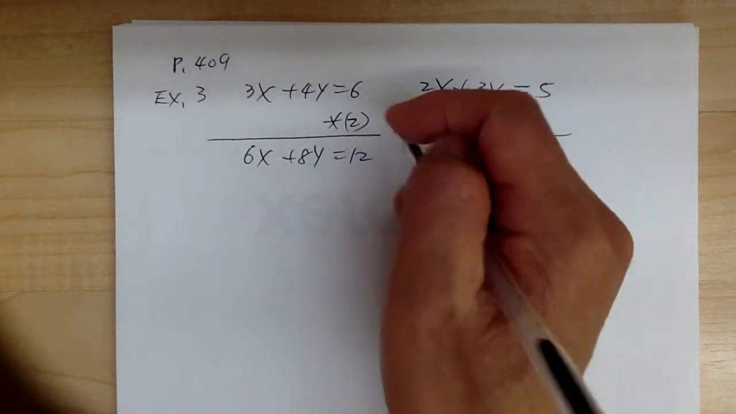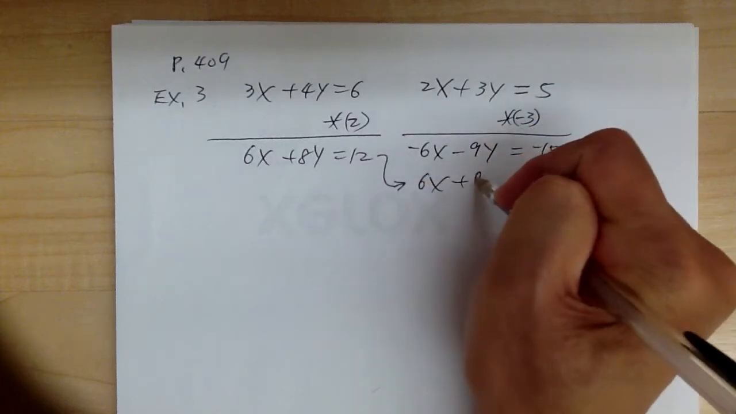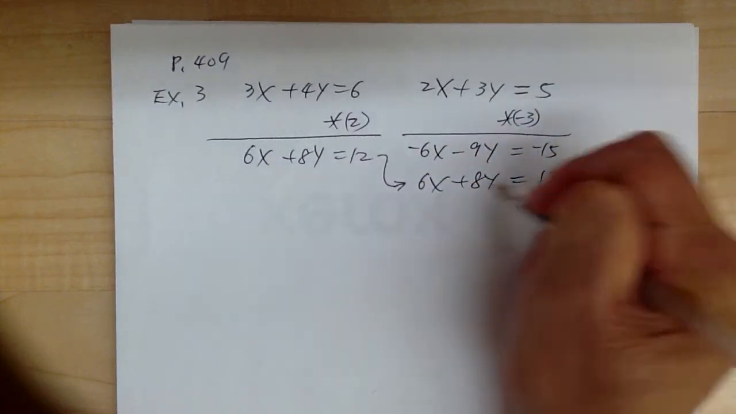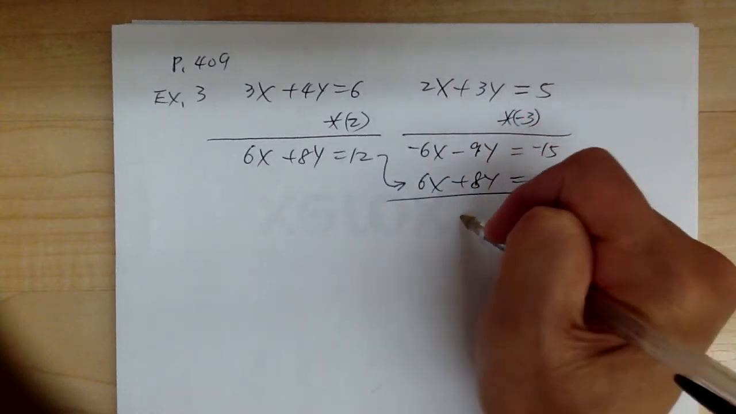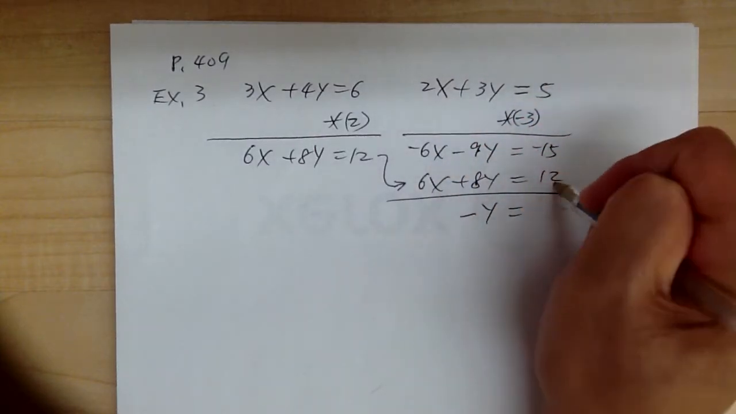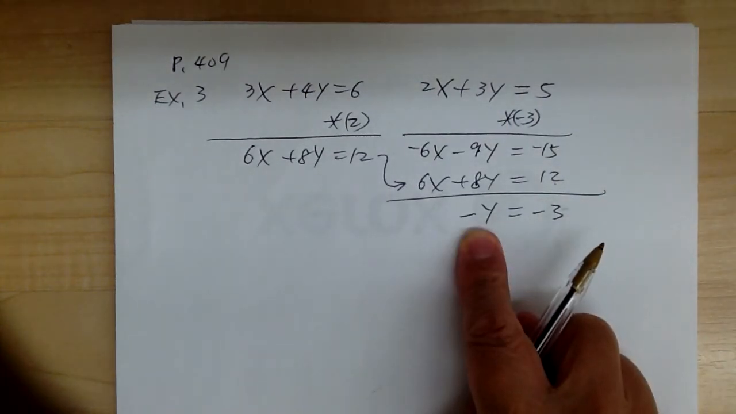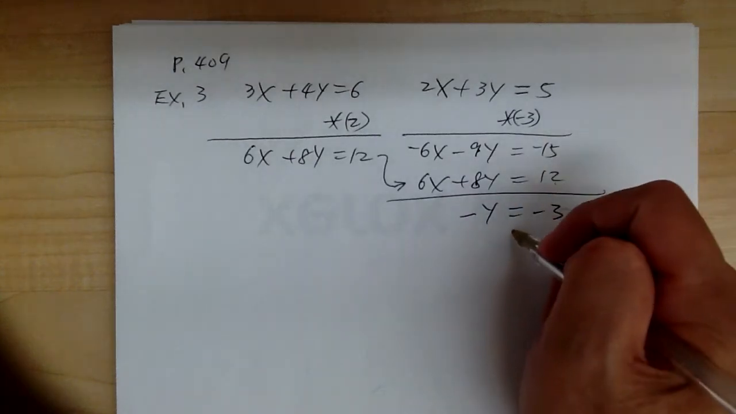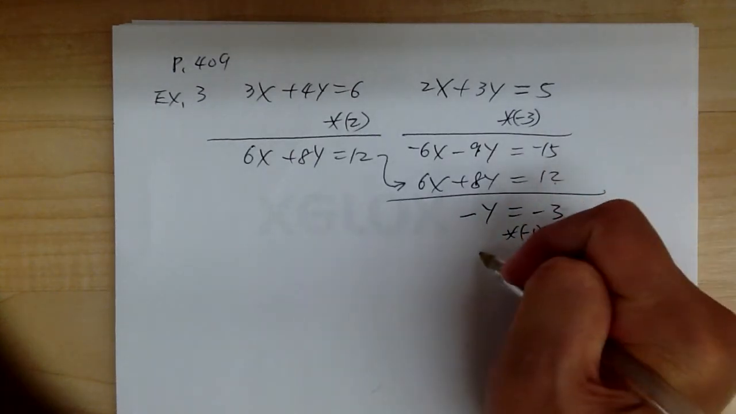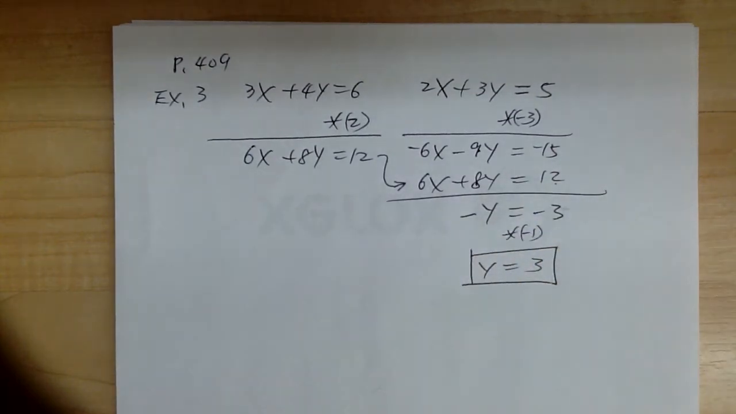So now you can put this under here, right? You get 6x plus 8y equal to 12. So now when you add, this cancels out. This plus this will give you minus 1y. This plus this will give you minus 3. So now you have to get rid of the negative. So you can multiply or divide by negative 1. If I multiply by negative 1, I get y equal to 3. Okay, so box that. That's my answer.